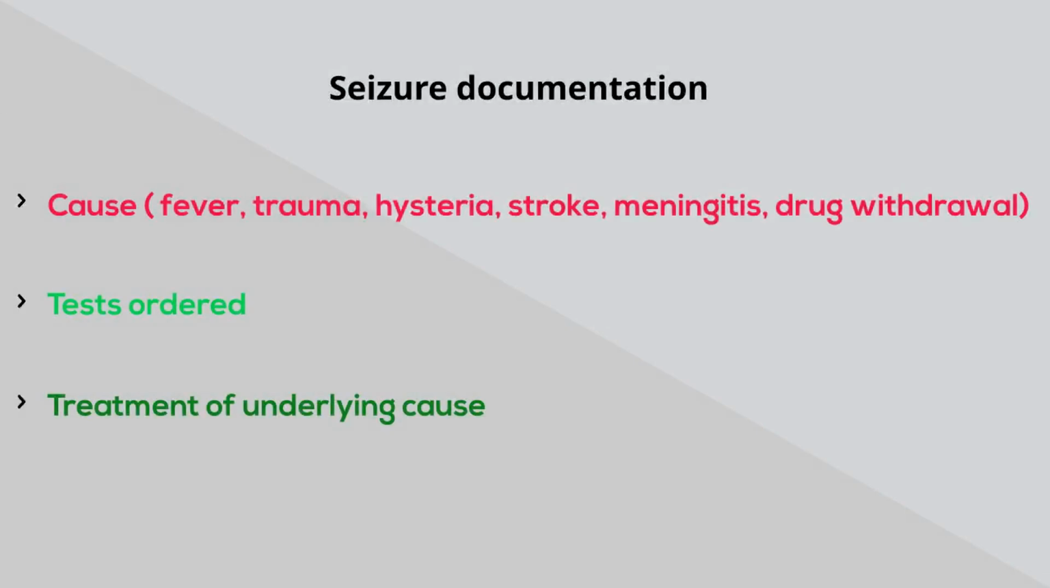In the absence of a diagnosis of epilepsy, document the causes of the isolated seizure, such as fever, trauma, hysteria, stroke, meningitis, drug withdrawal. Document also the tests ordered or test results interpreted, for example, hyponatremia, hypomagnesemia, hypocalcemia, hypoglycemia, drug overdose. If known, document the treatment of the underlying cause.